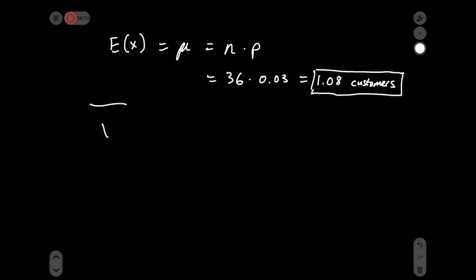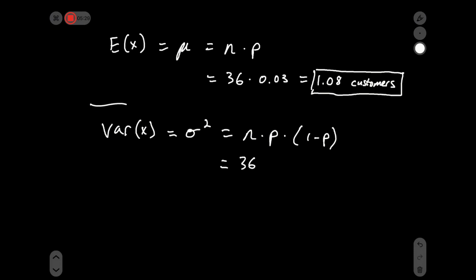And let's also calculate the variance of x, or sigma squared. This is equal to n times p times 1 minus p. Filling in what we've got here, 36 times 0.03 times 0.97 gives us approximately 1.0476, which is important because this basically tells us the shape of this binomial probability distribution.